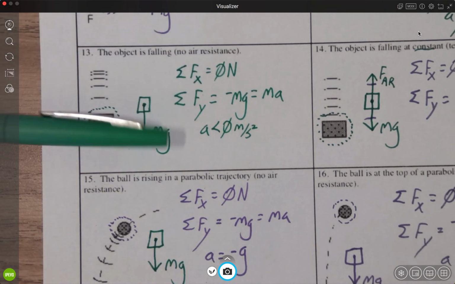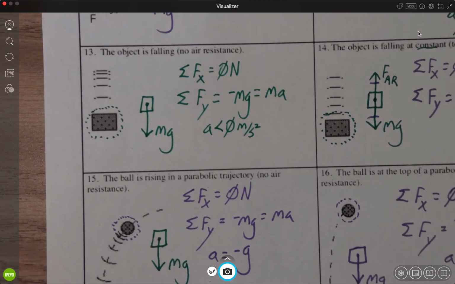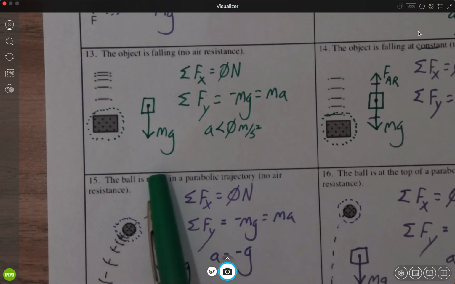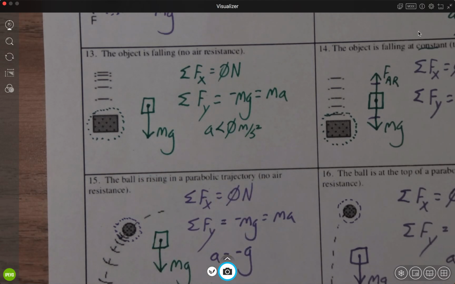We could actually solve for what this a is. In this case, the acceleration would be the acceleration due to gravity. It is less than 0. It's a negative 9.81 meters per second every second.